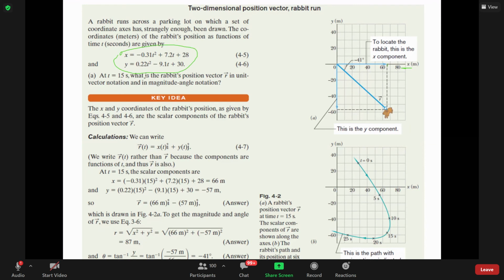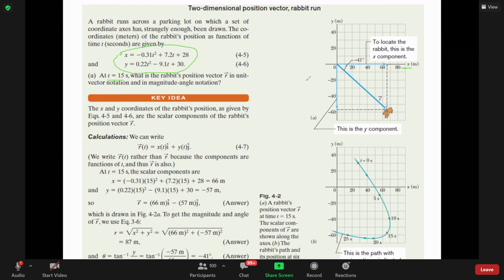He said at t equal 15 seconds, what is the rabbit's position vector? What does it mean? He gave me the position vector in general at any time because it has t dependence. But he said at t equal 15, tell me the position vector. Simple. What should I do? Tell me in the chat. Tell me guys, what should I do? Let's see contribution. What should I do to solve?